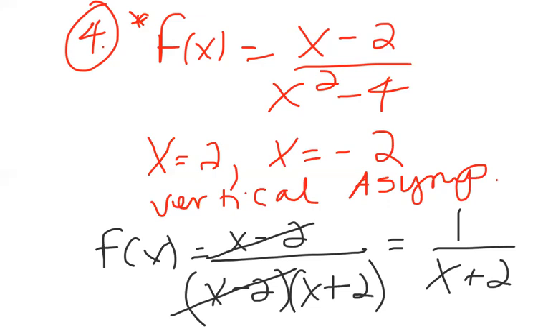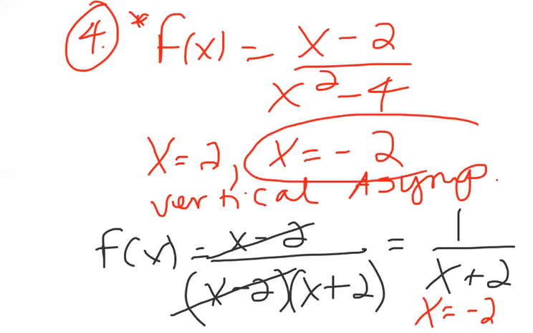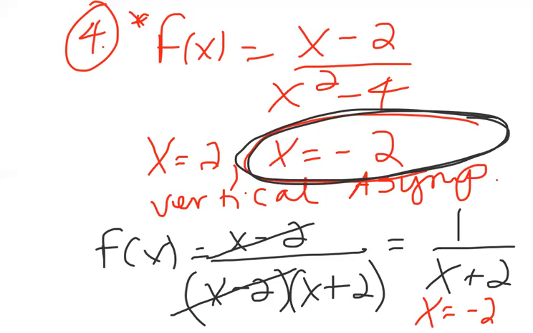It's still the same problem, but we're simplifying it. So by simplifying this to 1 over x plus 2, we no longer have 2 vertical asymptotes, x equals 2 and x equals negative 2. We only have 1, x equals negative 2. So when you graph this, the only asymptote you're going to see on this one is x equals negative 2.